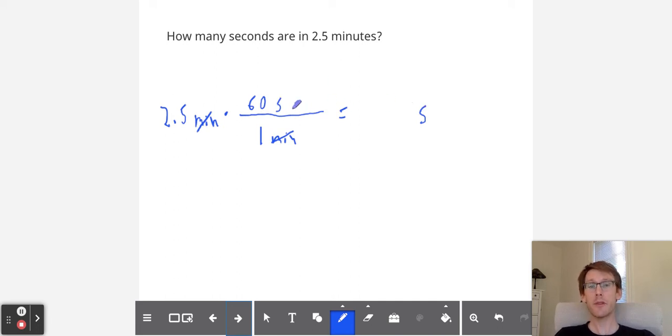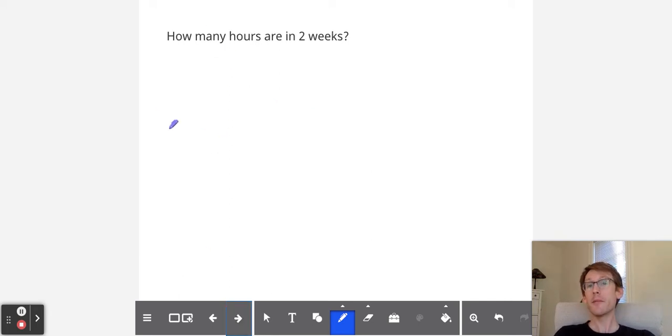This tells me that I'm doing the problem correctly, and now at this point, I can start playing with the numbers. Oh, 2.5 times 60 divided by 1 is the 150 seconds that you may have predicted at the beginning of this problem. Let's go to something a little bit harder.